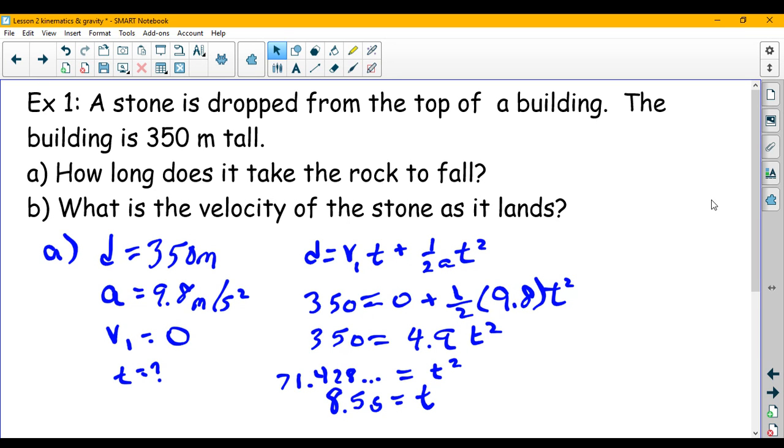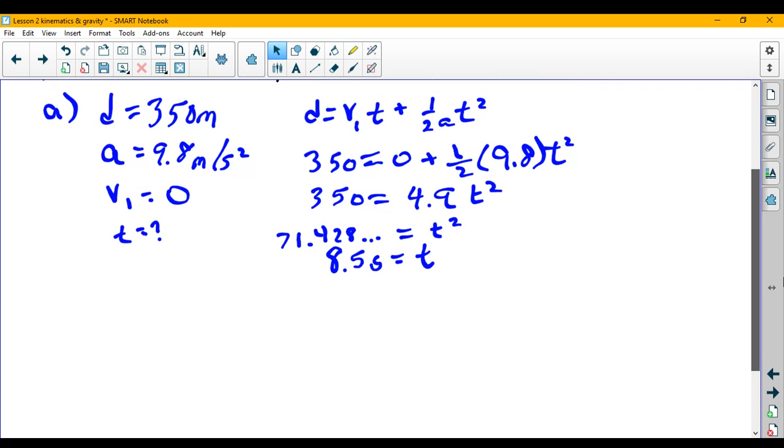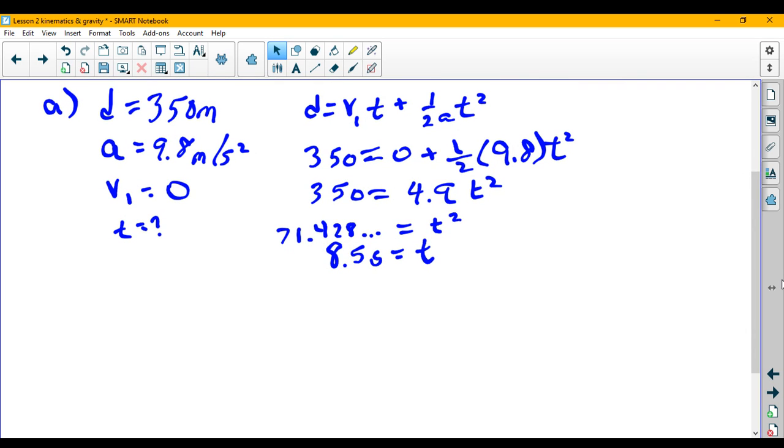V1 will still be 0 because it's still being dropped. So all of our information is the same. I'm just solving for something slightly different. That's all we're doing. So I should be able to do this pretty easily. Again, it's just about picking the right equation, right? It's about going up and picking the right equation and thinking about what I know.